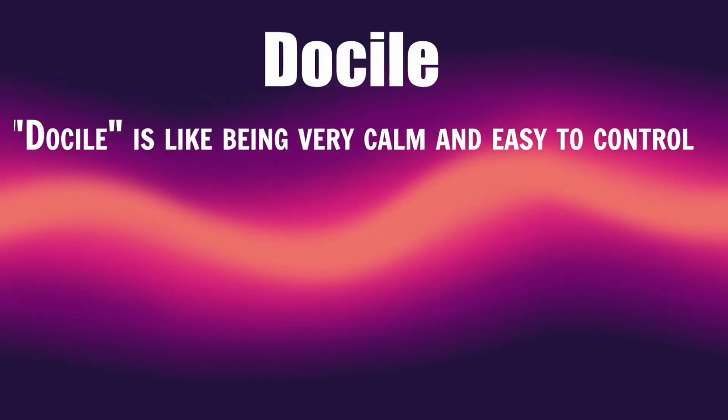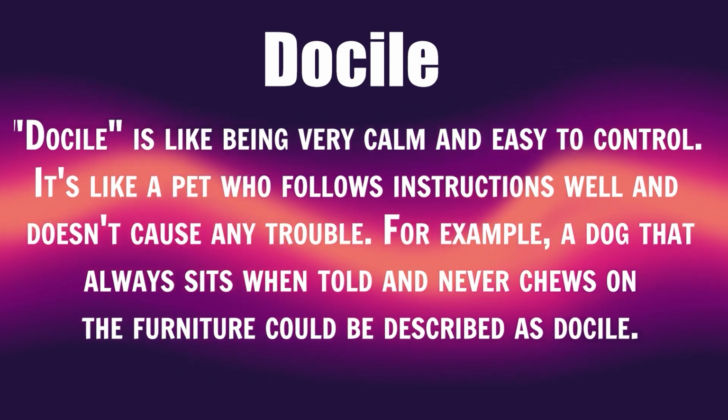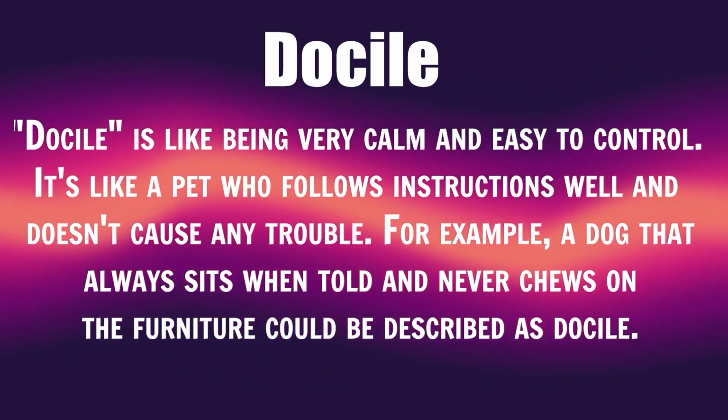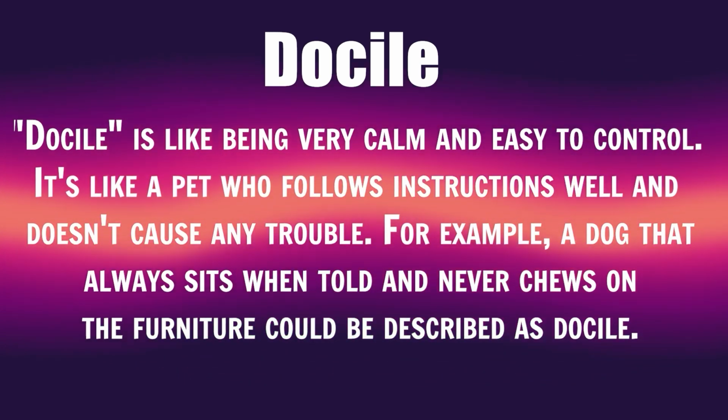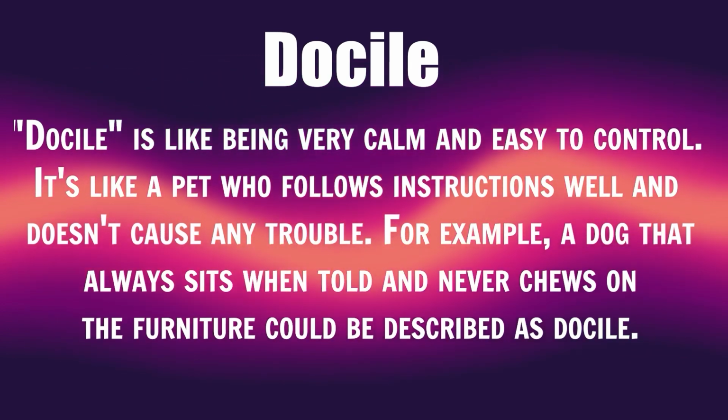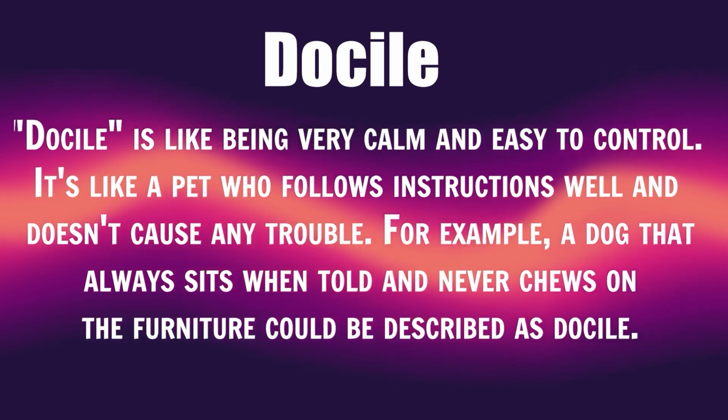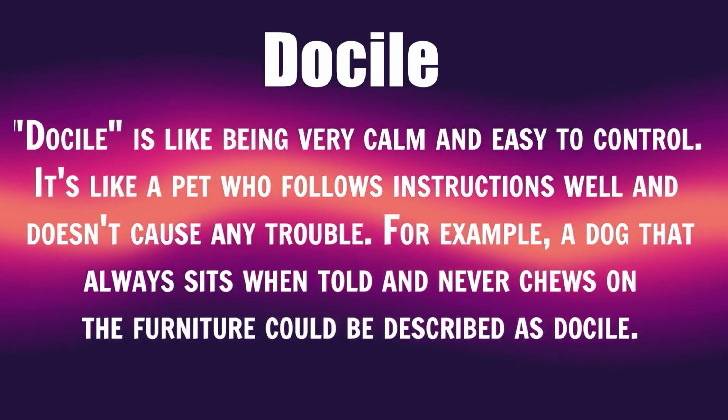Docile. Docile is like being very calm and easy to control. It's like a pet who follows instructions well and doesn't cause any trouble. For example, a dog that always sits when told and never chews on the furniture could be described as docile.